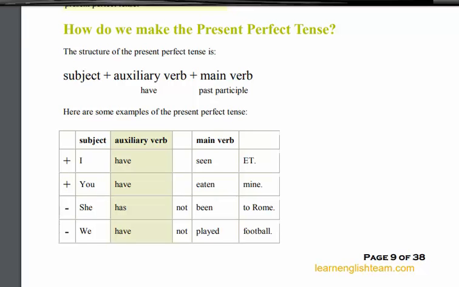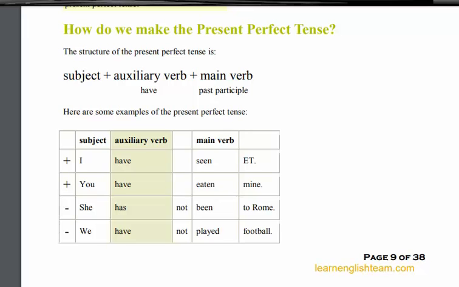So in the positive sentence, first there are three types of sentences we have formed. Number one is the positive sentence, number two is the negative sentence, and number three is the interrogative sentence. In the example of a positive sentence, we only use the auxiliary verb with the main verb, which is the past participle. The subject is you, along with have eaten. Eaten is the past participle of eat.